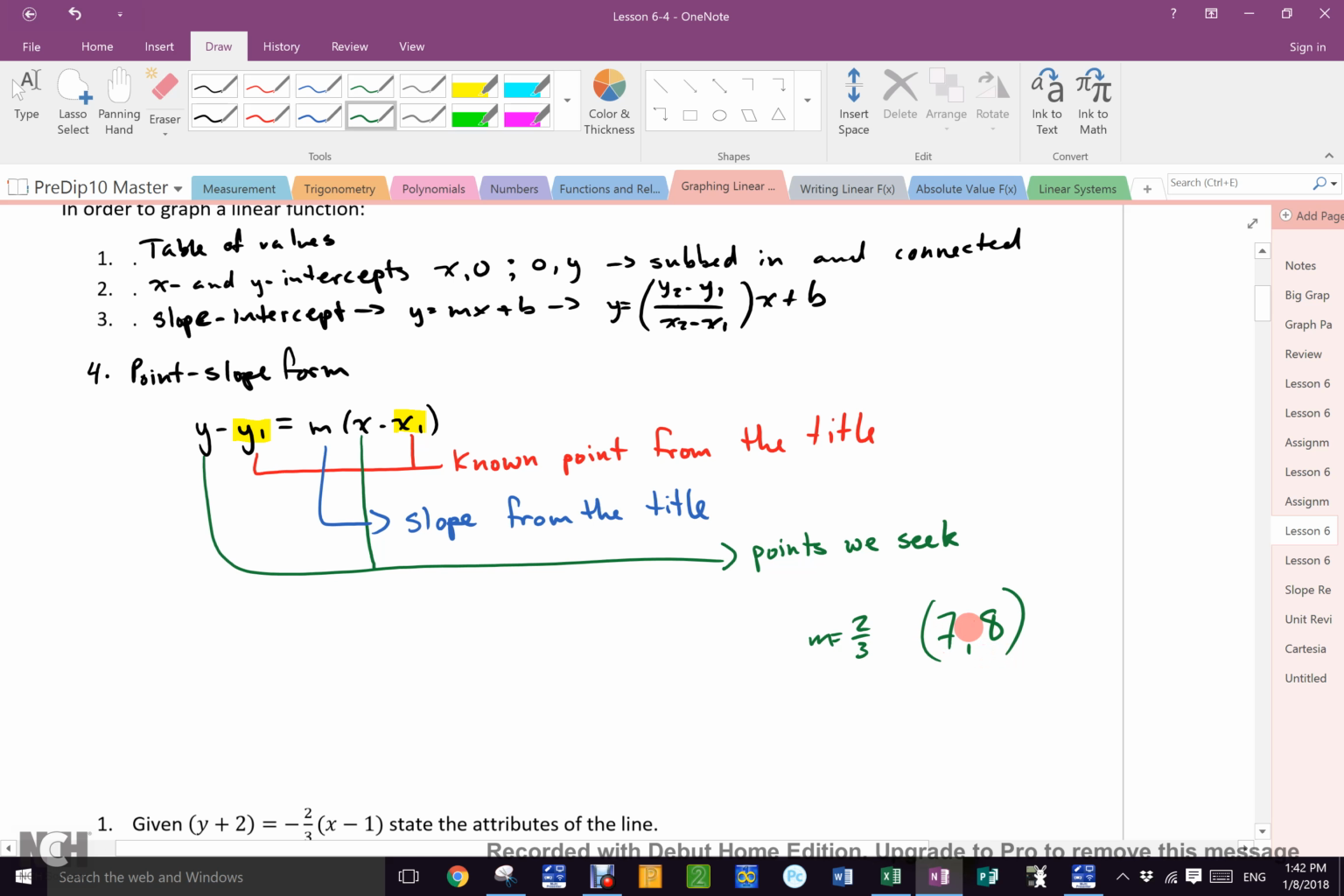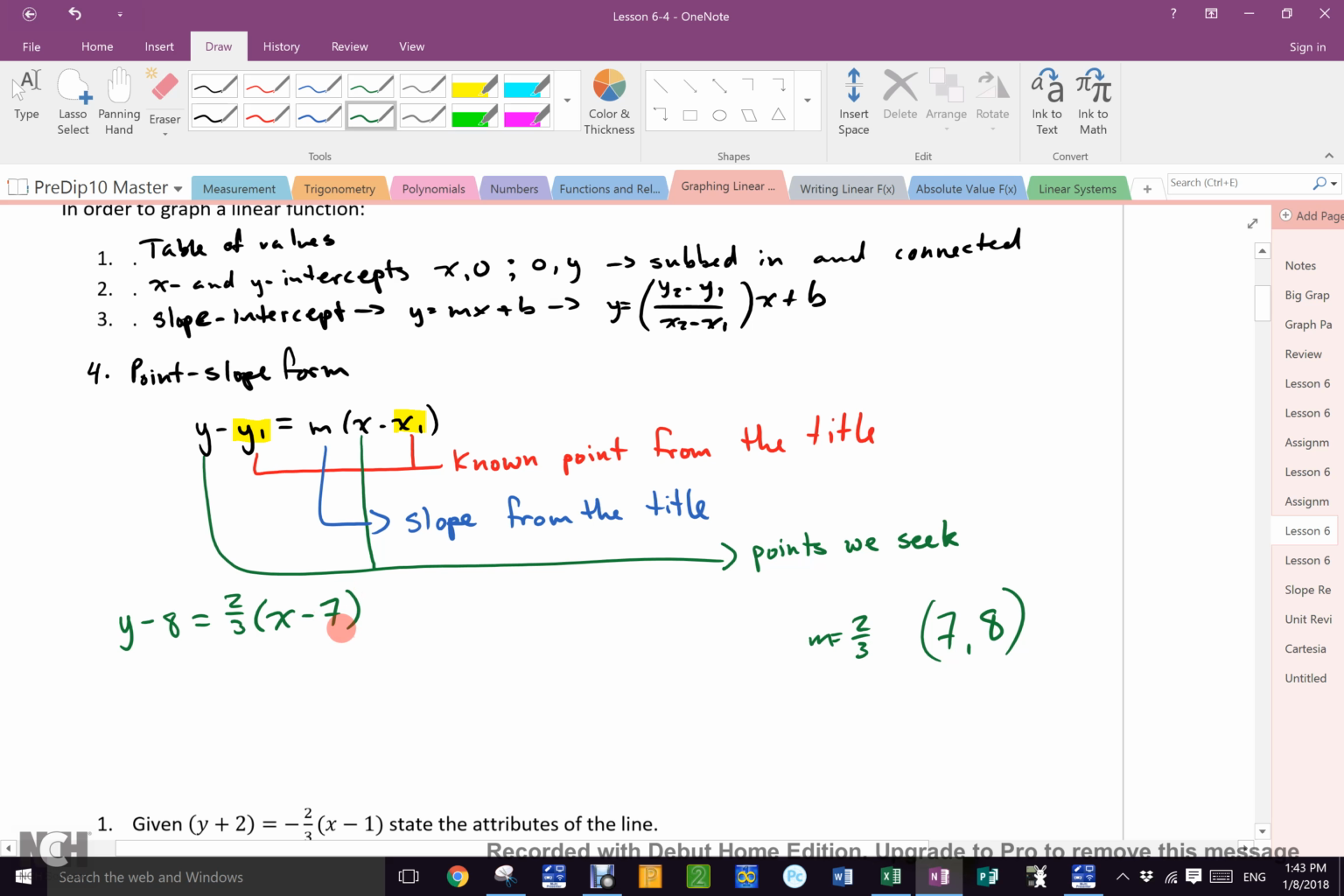Anytime I see a set of numbers written like that, it's an x and a y, correct? Do I know x is 7? Yes. Do I know that y is 8? Yes. Do I know that the slope is 2/3? Yes. So to put it into point slope form, it is y minus a known y value. What is that? 8. Equals m, what's my m? 2/3. 2/3 times x minus a known x value. 7.